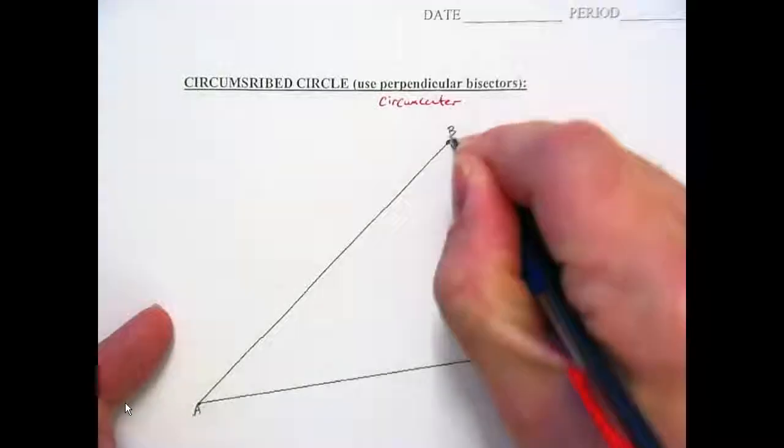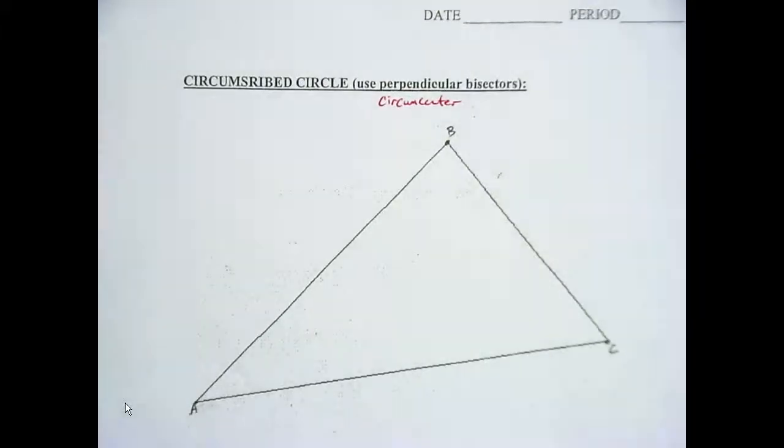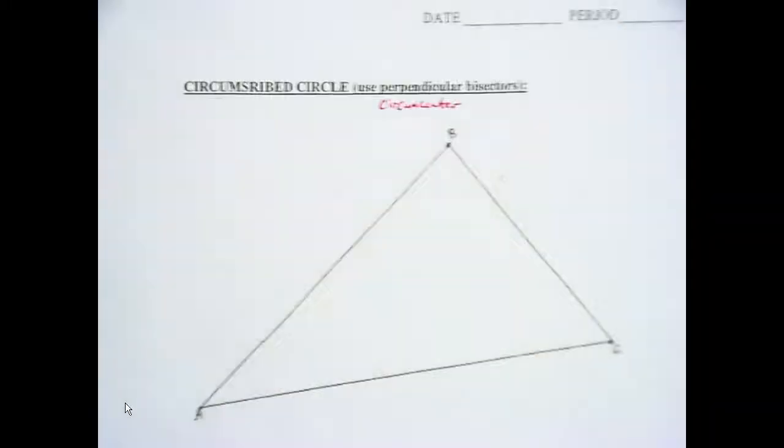A, B, and C. Oh, we got two people? Talk with your neighbor real quick. How could we come up with a bisector? How could we cut this line or that line in half or this line in half using our compass? All right, what do we got?